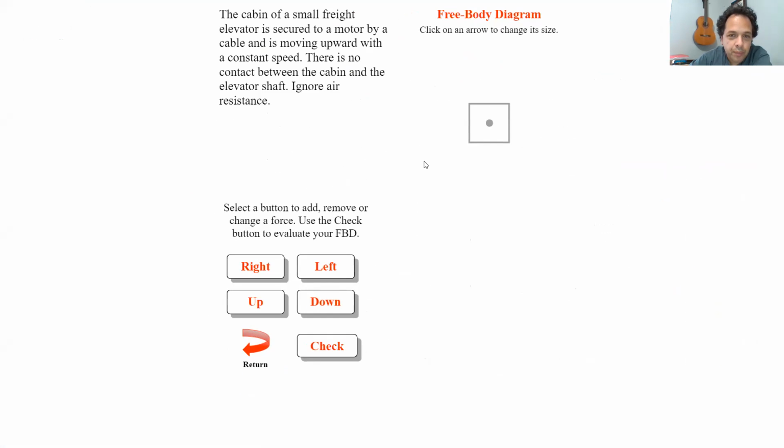All right, let's try this one. So it says, the cabin of a small freight elevator is secured to a motor by a cable and is moving upward at a constant speed. There is no contact between the cabin and the elevator shaft. Ignore air resistance. Okay.